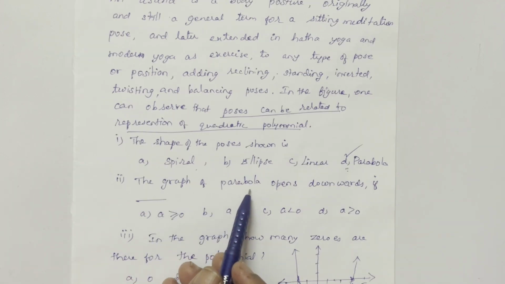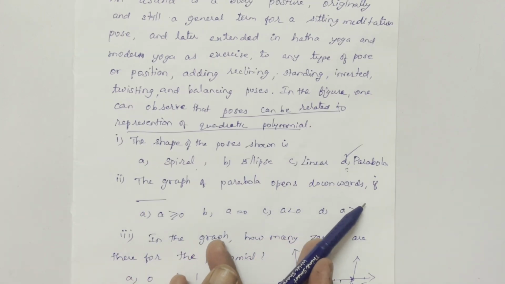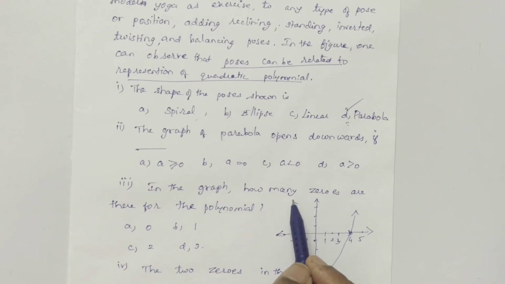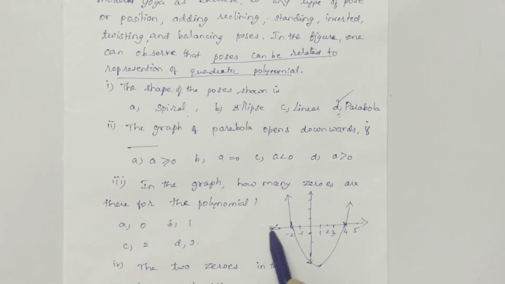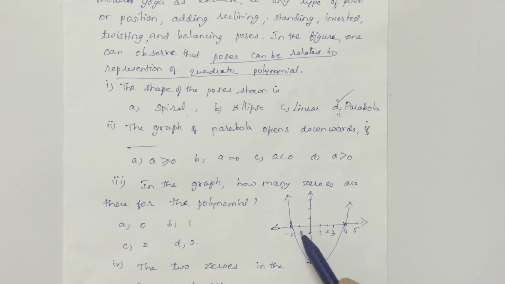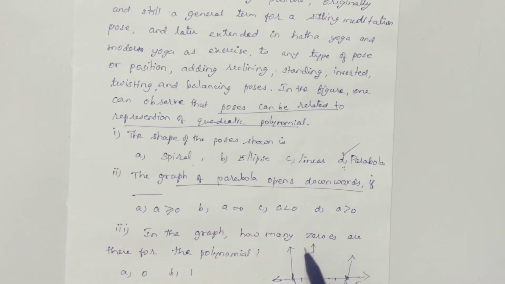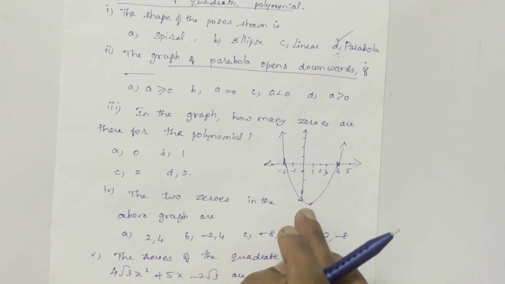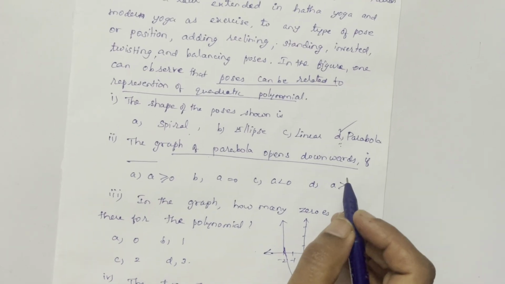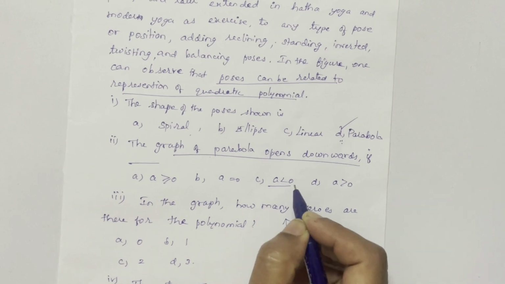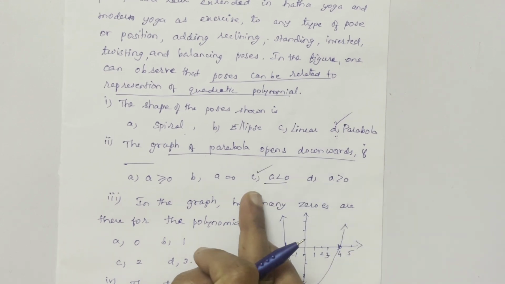The graph of a parabola opens downwards if the parabola will be of the form this one. This is in upward open position. In our question, the graph of the parabola opens downwards. That is the inverted image of this. It occurs only when a is less than 0. So our option C is correct.